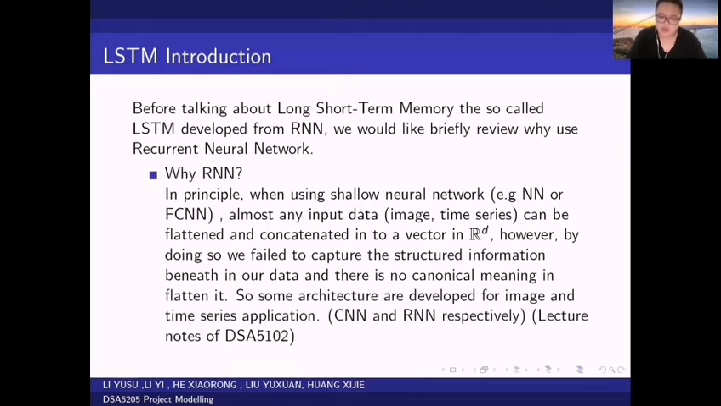Convolutional neural network, and a recurrent neural network, respectively. And in the next part, my teammates will show the structure of LSTM.